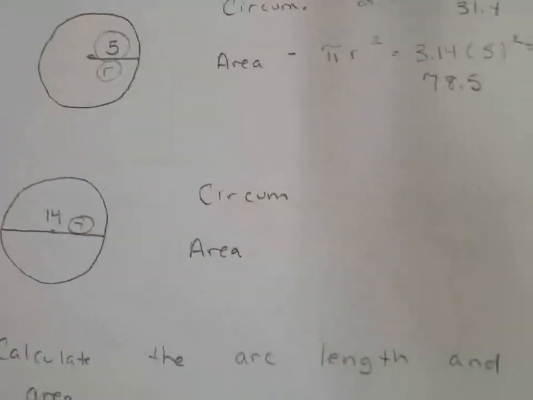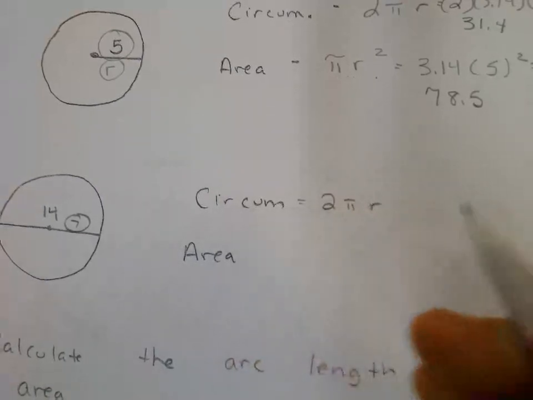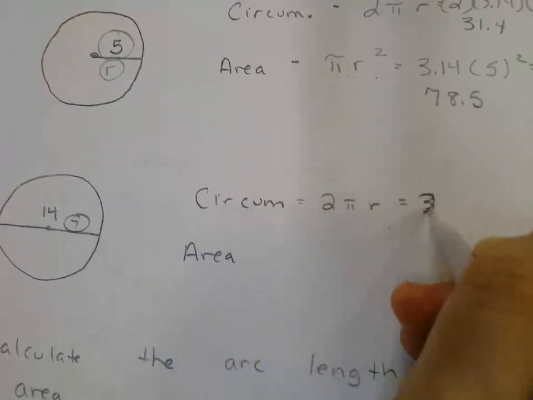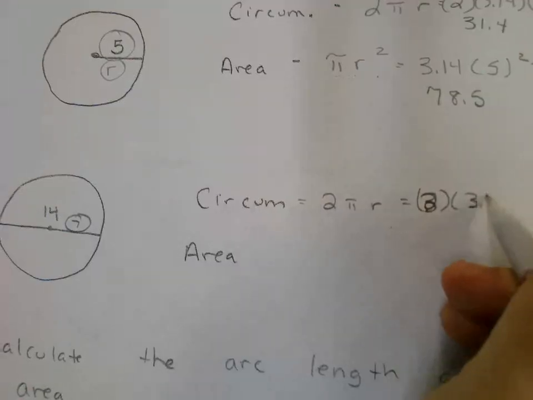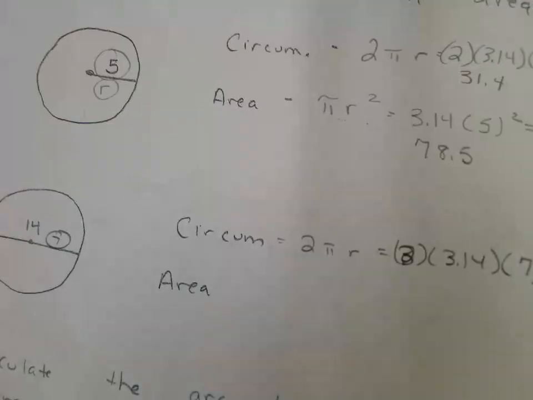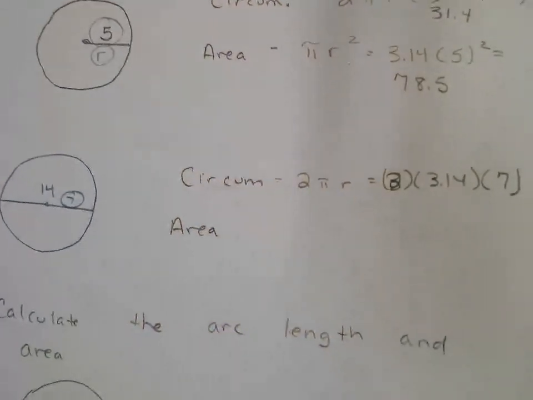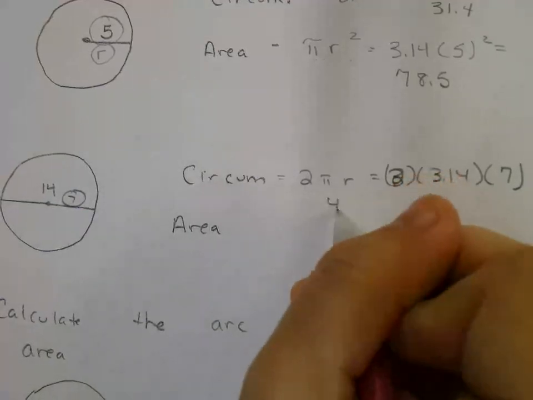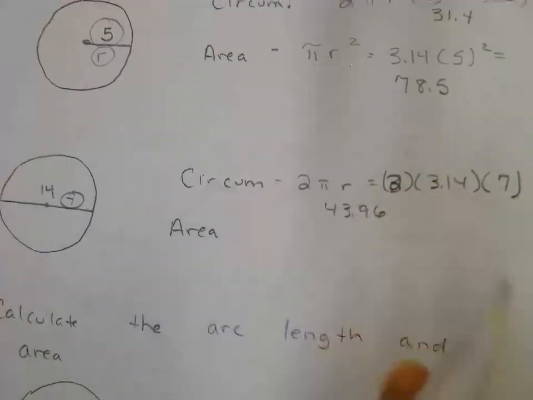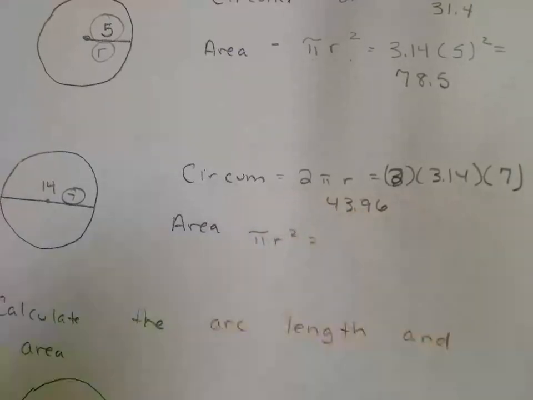So you're going to use your same formulas. You're going to do 2 pi times your radius. So 2 times 3.14 times my radius, which is 7. And then you're going to do 2 times 3.14 times 7, which gives me 43.96. And then you're going to do your area, pi times your radius squared.